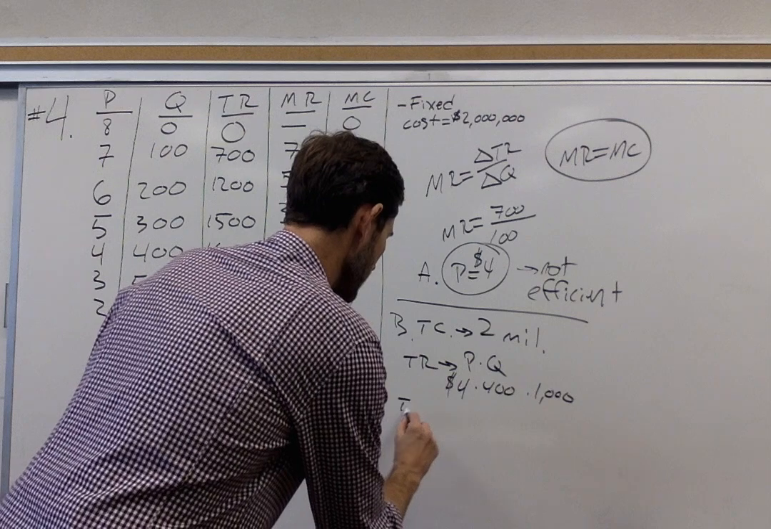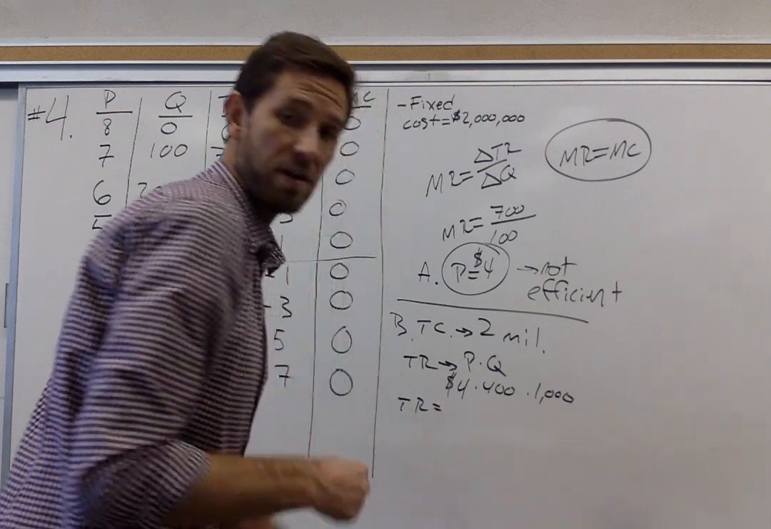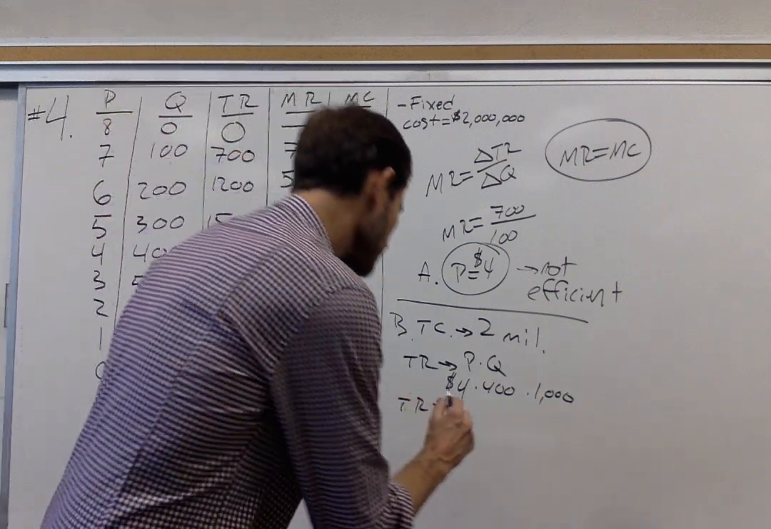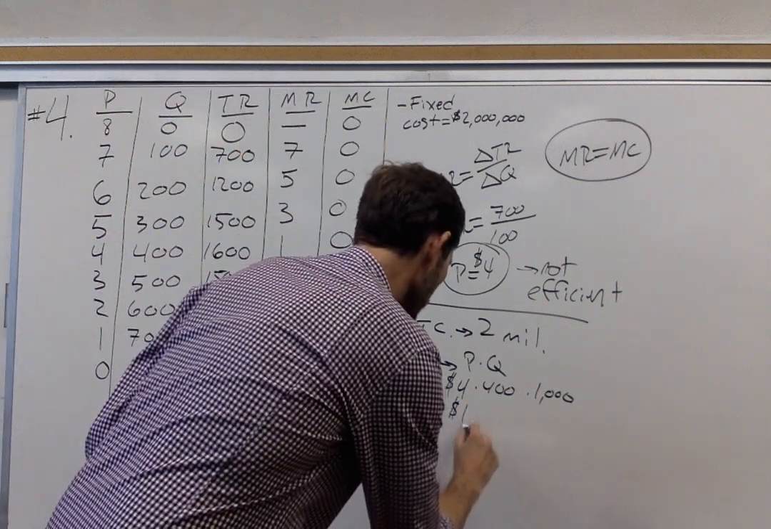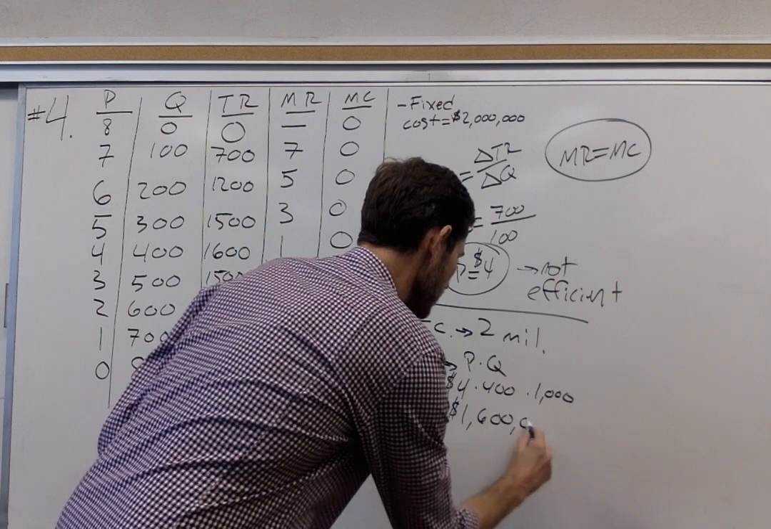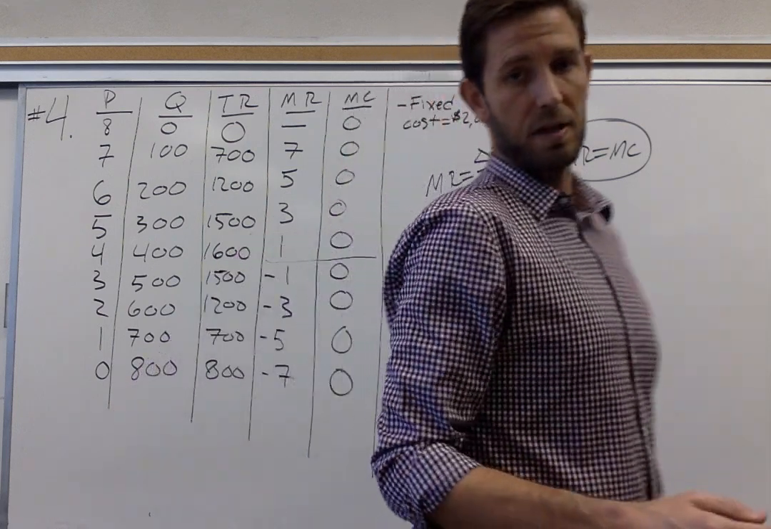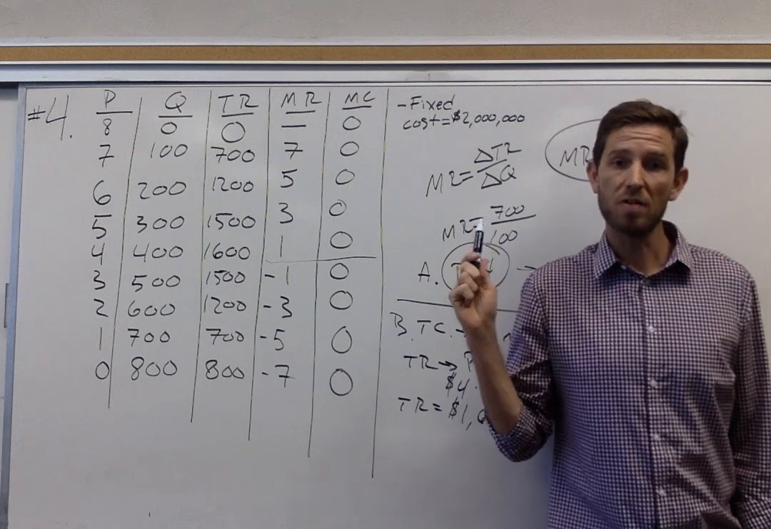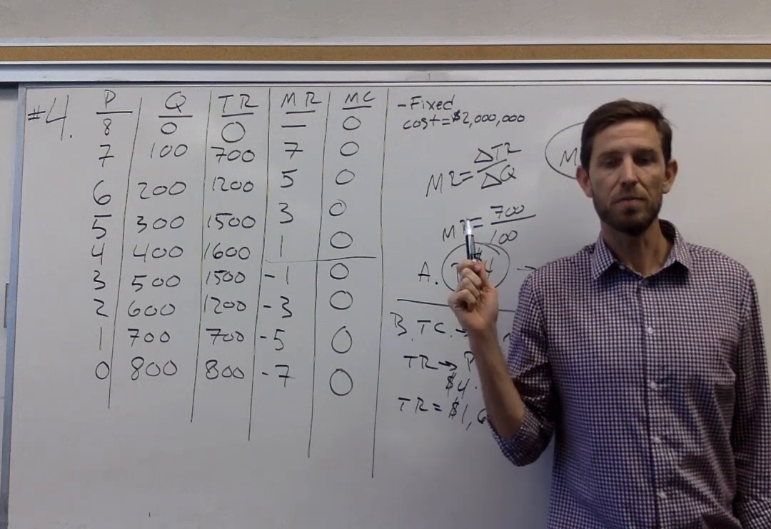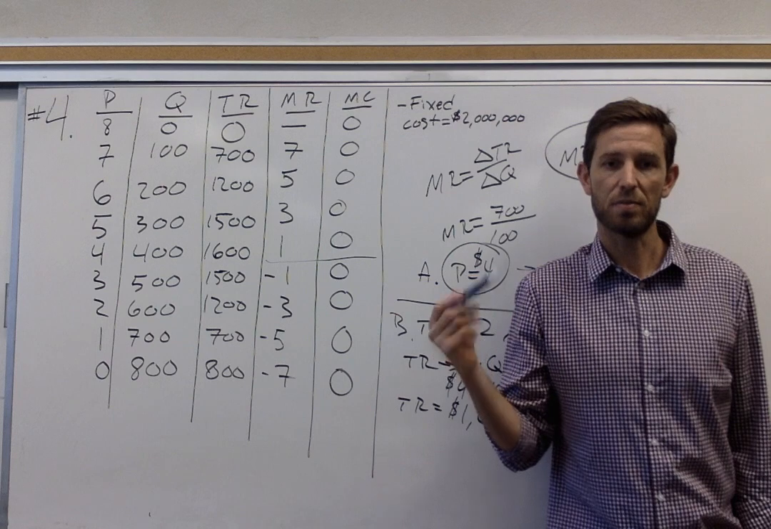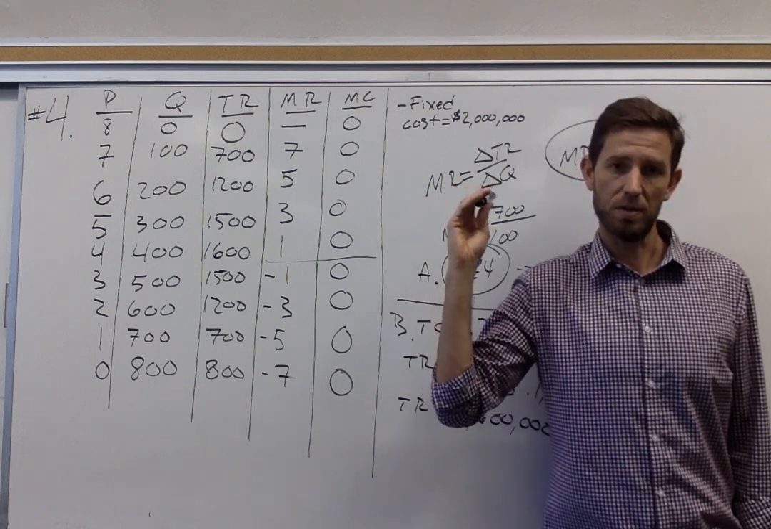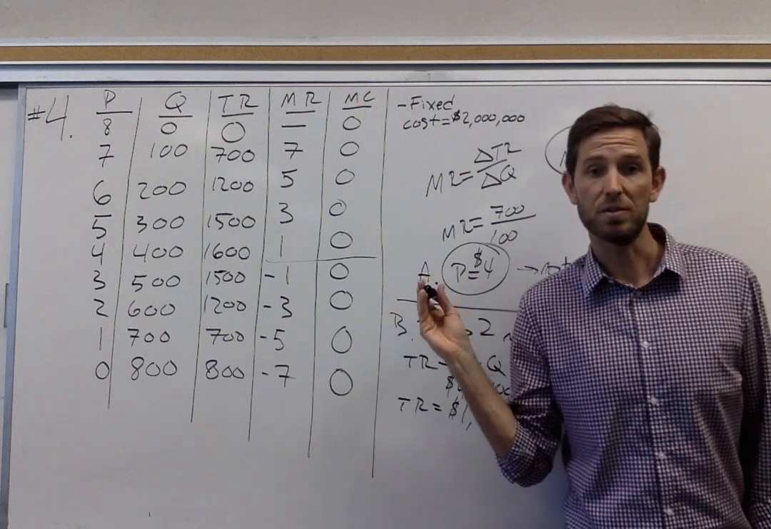So the total revenue then for this firm, if they're doing as well as they can for themselves by charging $4 per crossing, is going to be $1,600,000. And of course, that's significantly less than the $2 million that it would cost this company to build the bridge. So you would not expect a private company to get involved and spend that $2 million to build the bridge because they're going to lose money doing so.